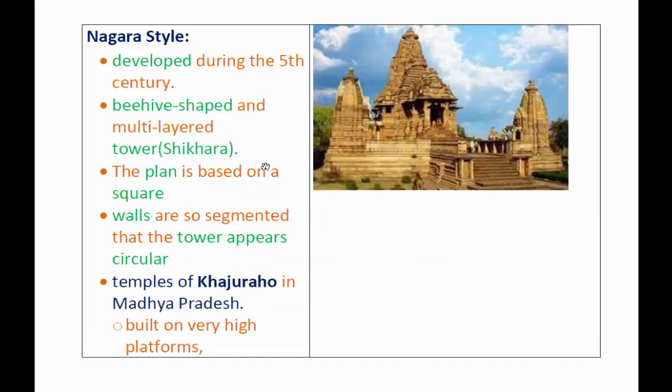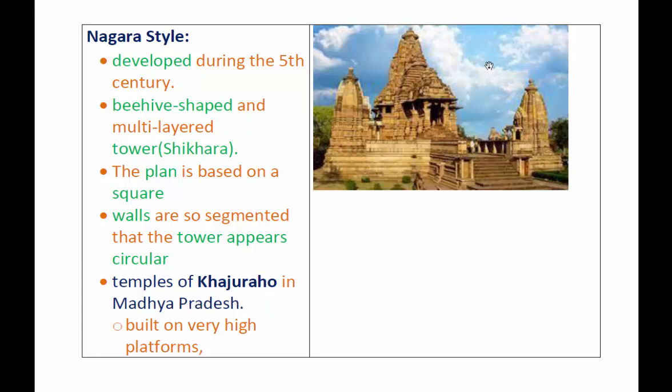Let's try to see the Nagara style. You can see from the picture right here, this was the temple of Khajuraho in Madhya Pradesh. It was developed during the 15th century. You can see it has been constructed in a beehive shape in multiple layers. The tower is usually constructed using different layers, which is known as the shikhara. The plan, the very base, is usually based on a square shape. But the walls were so segmented that when it comes up to the top, it is almost circular in shape. One of the best examples is Khajuraho in Madhya Pradesh.